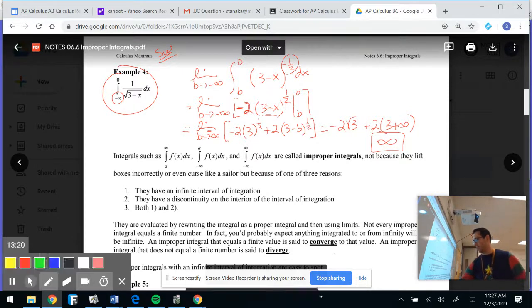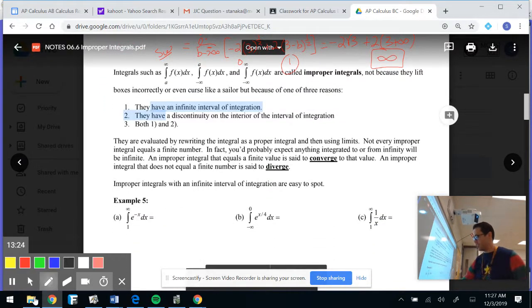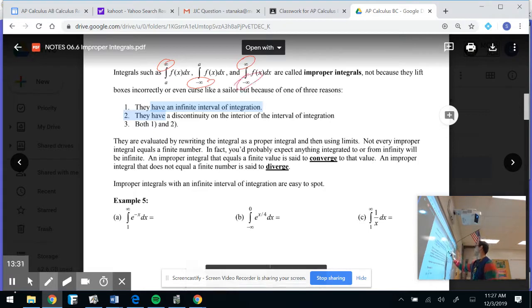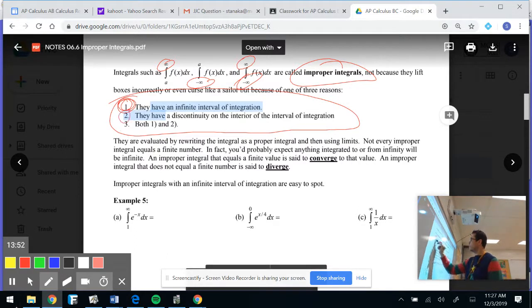We have a little reading to do here. Integrals such as these, where we could have all kinds of infinities and double infinities, are called improper integrals, class. An improper integral occurs in these situations: one, they have an infinite limit of integration; two, they have a discontinuity in the interior. This is part 1 of our improper integrals, where we're dealing with 1. Part 2, we're dealing with 2.